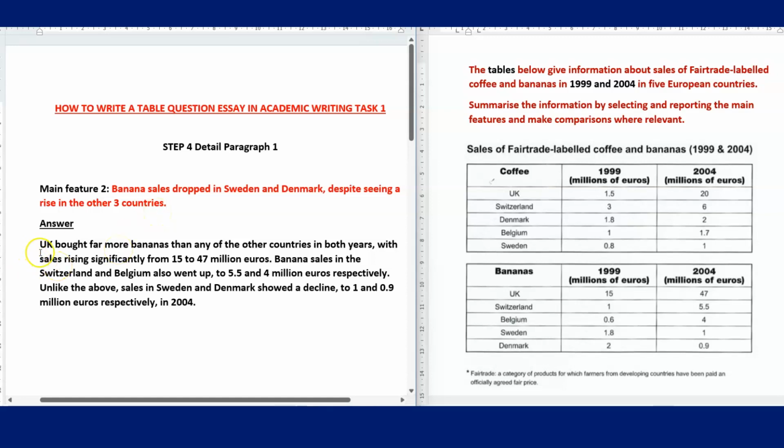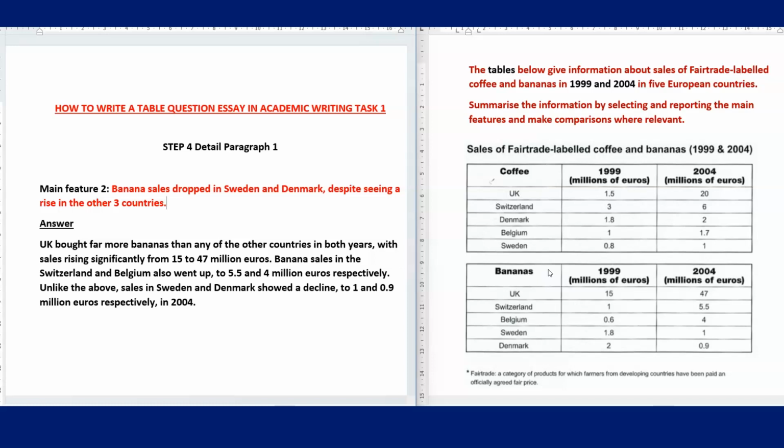Okay, so let's start. First of all, we stated that UK bought far more bananas than any other country in both years. If you take the UK here, 15 and then 47, and compare to the other countries, you can see that they bought more bananas than any other country. If you remember, in our planning, we got that answer in it. You don't have to throw away those kinds of answers. They are important. You'll be using them, so make sure that you keep them. You can group those answers under one umbrella.